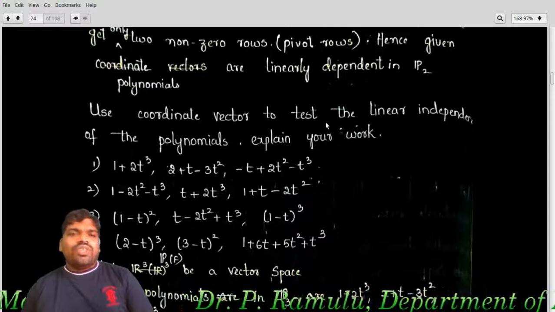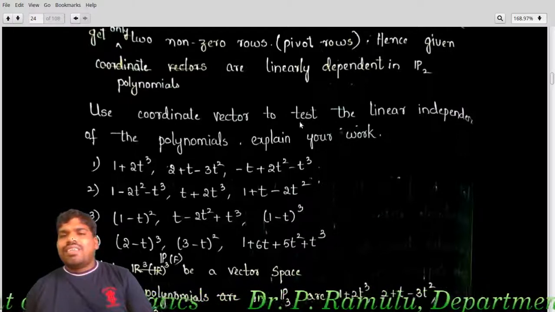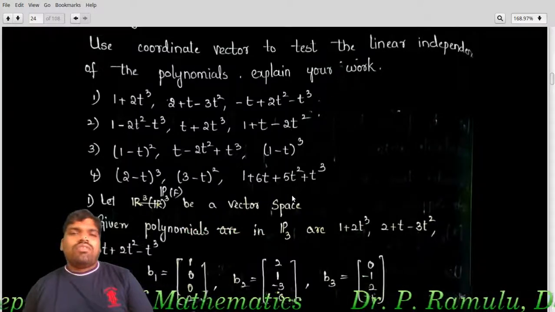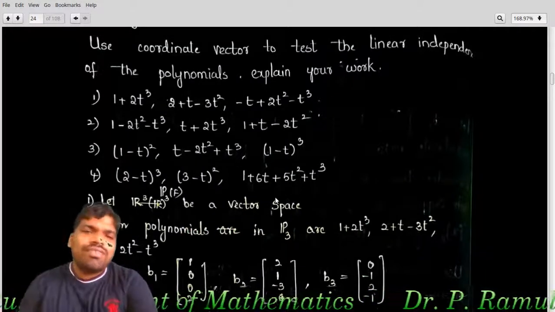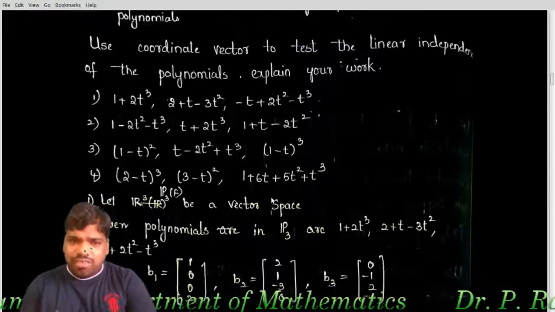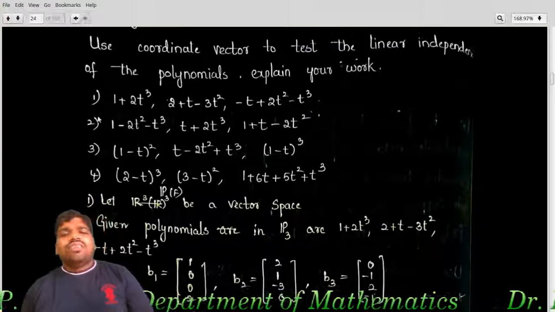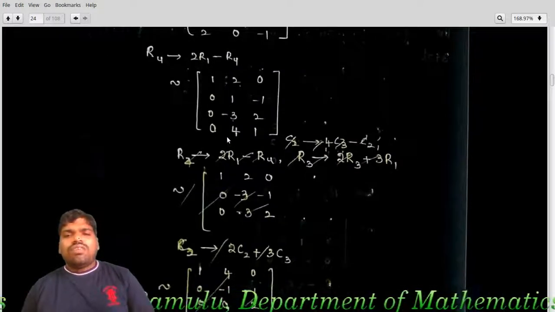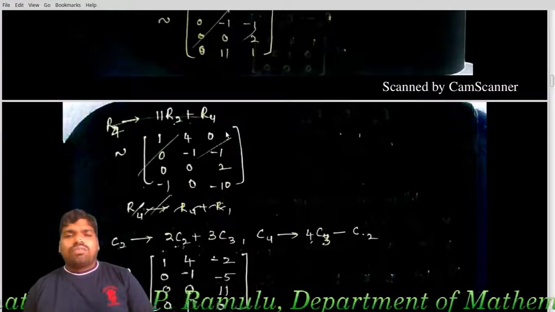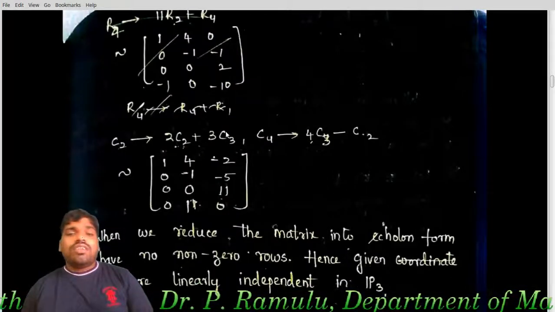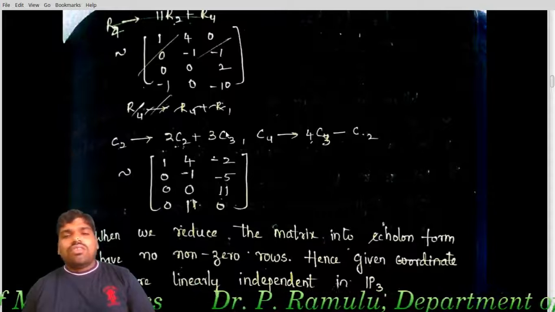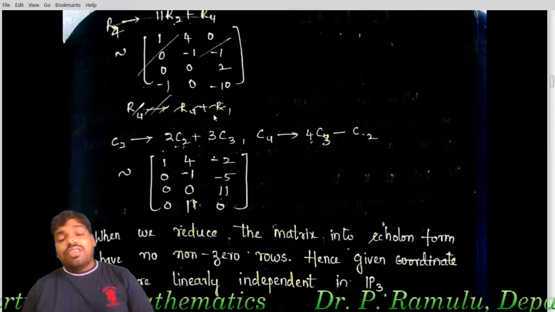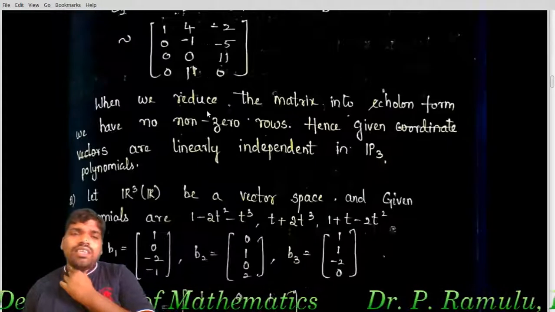Similarly, you can solve this using the coordinate vector to test linear dependence. Explain your work, right? These problems I already solved using this method, so you can solve your own the same way. Simply take the coordinate vectors, form your matrix, and reduce the given matrix to echelon form. Finally, if you get all non-zero rows, it is linearly independent. If you do not get all non-zero rows, and you get any zero row, it is a linearly dependent set of vectors.